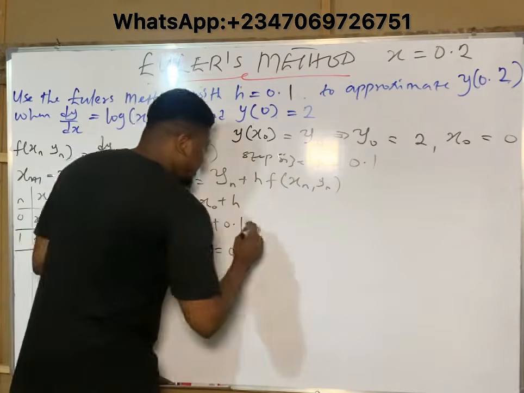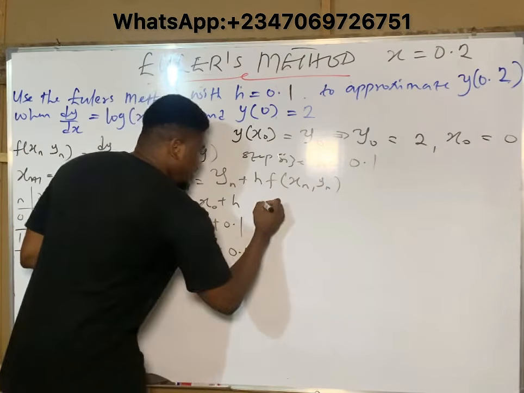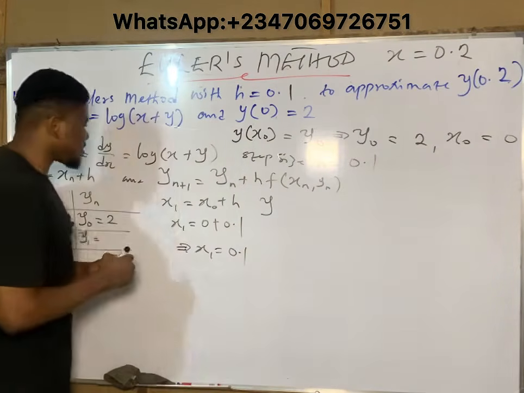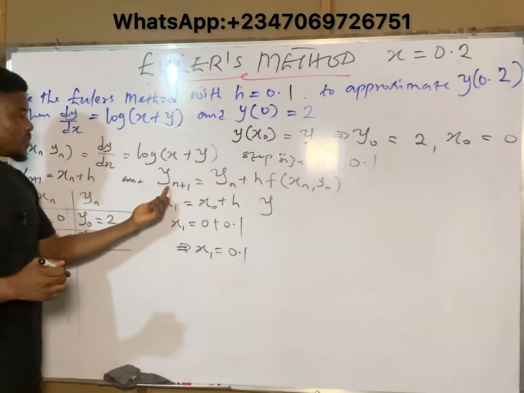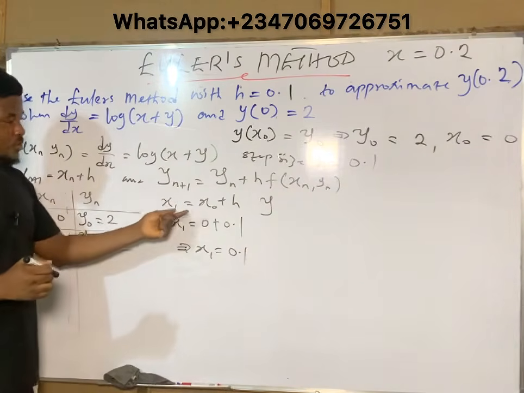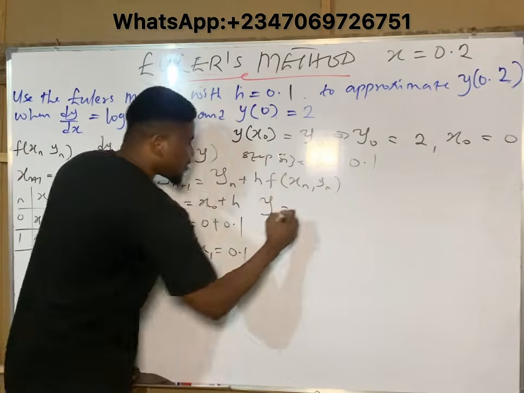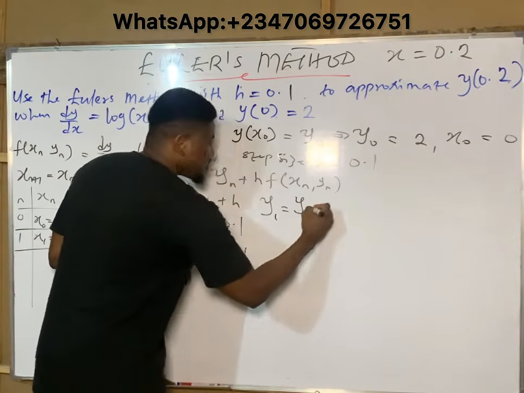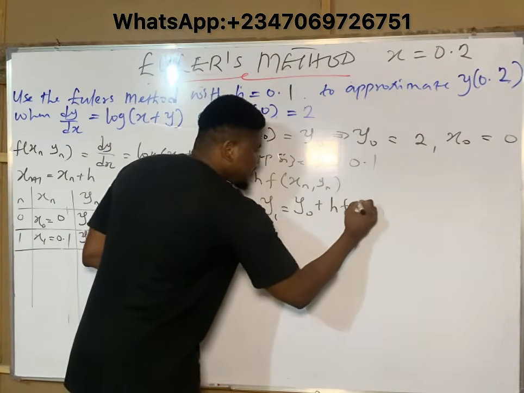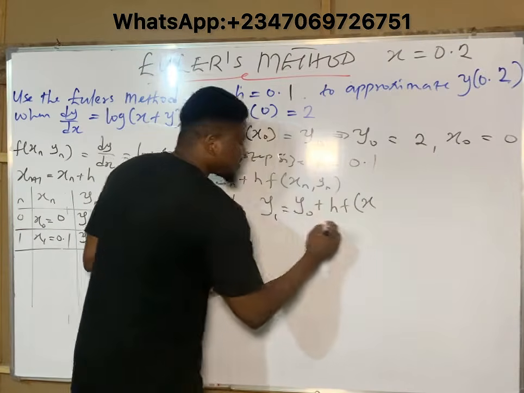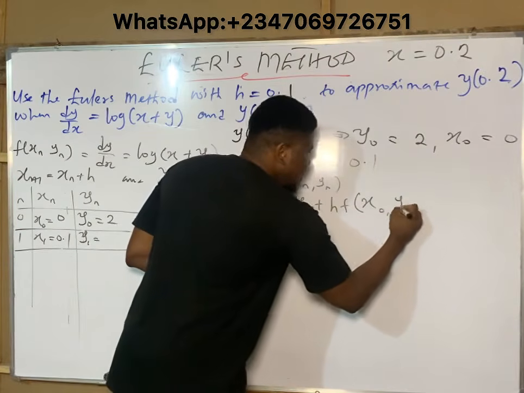Now, to get y1, we also use the same equation. We are going to consider when n is equal to 0. So yn plus 1 becomes y0 plus 1, which gives us y1. So y1 equals yn, which becomes y0, plus h times the function, xn becomes x0, y0.